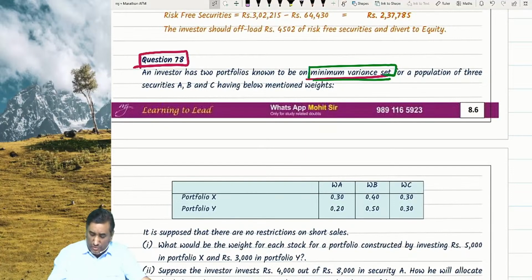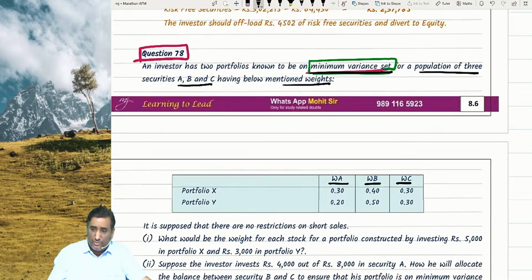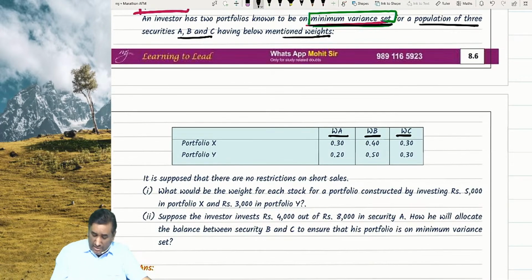An investor has two portfolios on the minimum variance set for a population of three securities, A, B and C, with weights mentioned below: weight A, weight B, weight C. It is the exact same data I used, so that things become easier for you. It is assumed that there is no restriction on short sales. The second part is actually what we did. The first part I am reading is a general part.